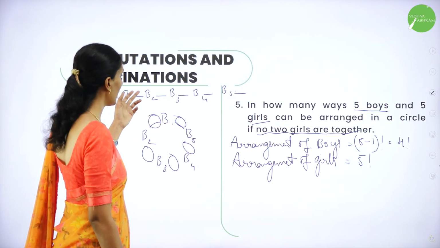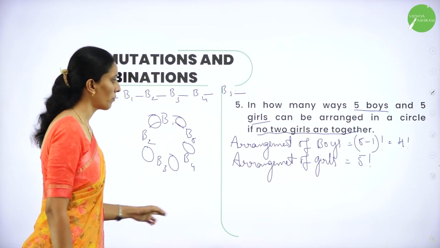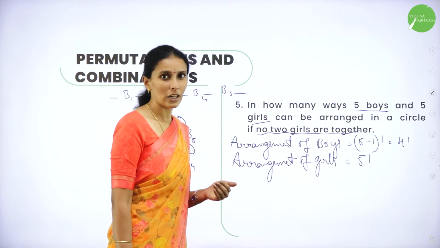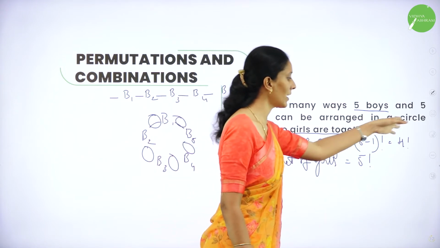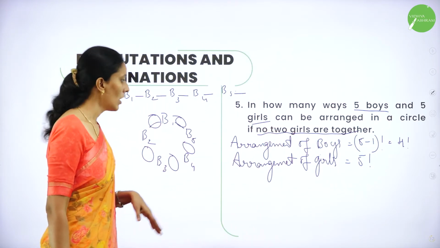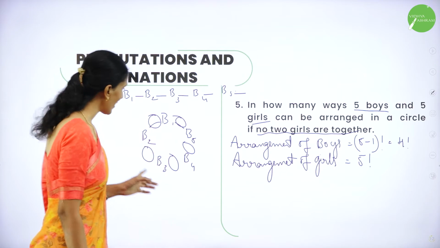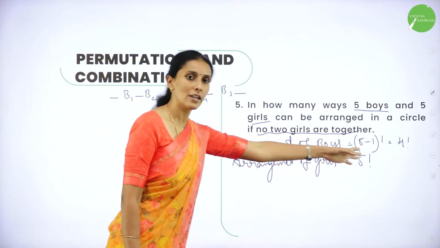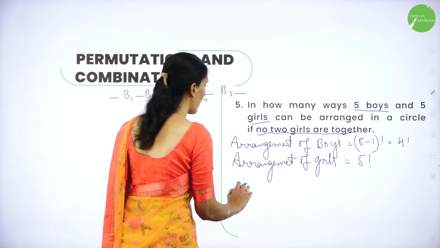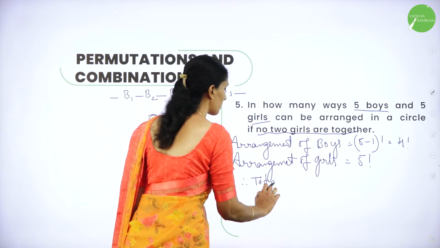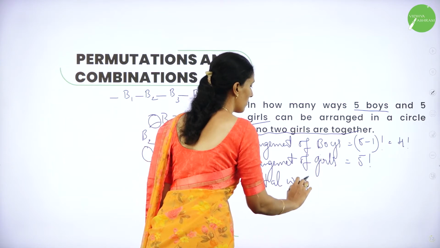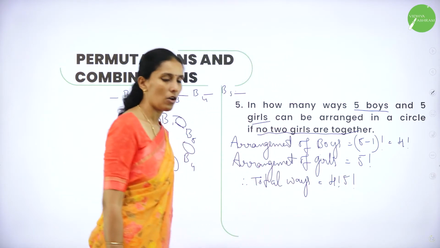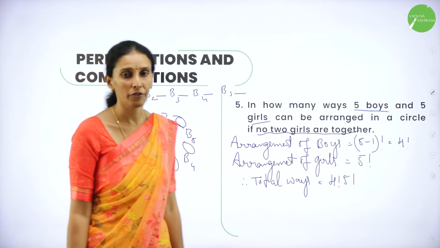Do not get confused. The arrangement of boys is 5 minus 1 factorial because it is circular permutation, so it must be in the form of n minus 1 factorial. Coming to the girls, you have exactly 5 places where 5 girls can be filled, so it is 5 factorial. So my total ways will be 4 factorial into 5 factorial, or 5 factorial into 4 factorial.